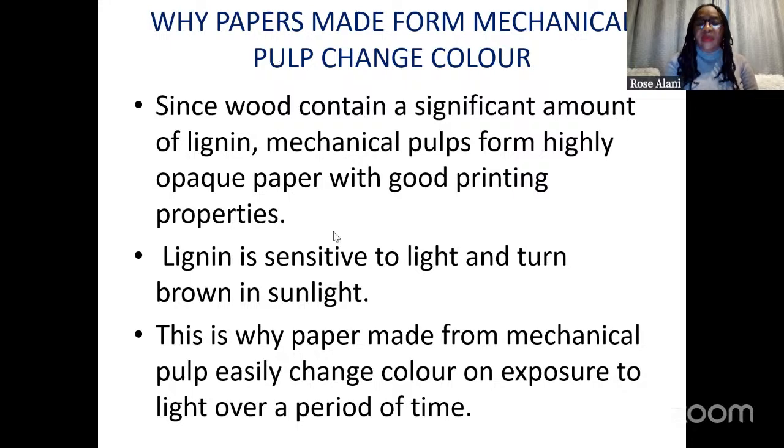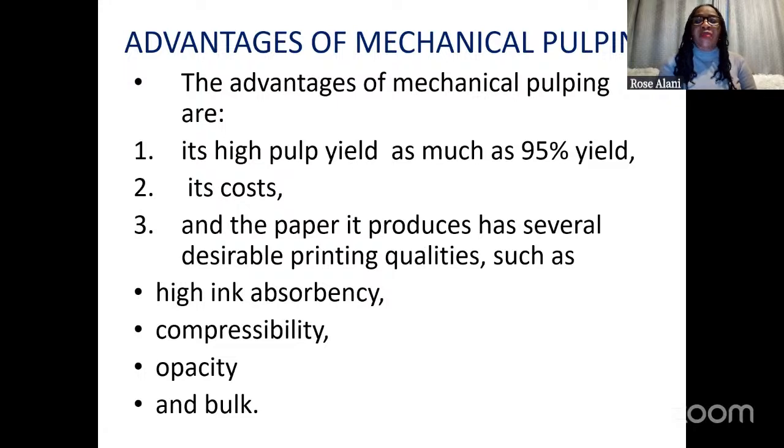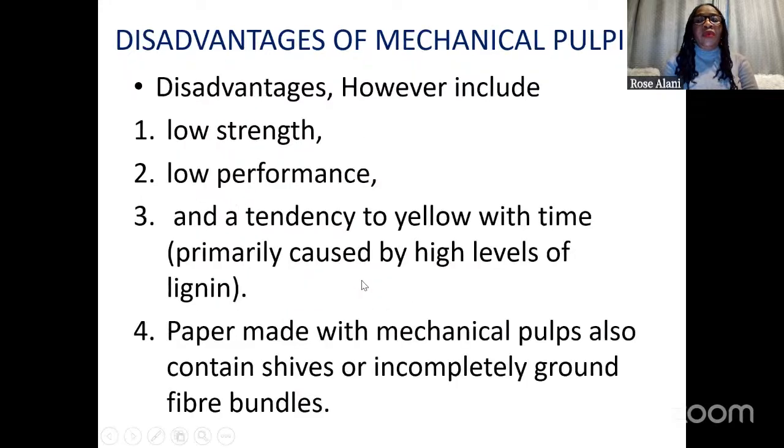and the color gets brown. So the advantages of mechanical pulping are a high yield, almost everything of the wood, every part of the wood that we put, is useful. It gives you about 95% yield. The cost is low because it produces much. The paper it produces has several desirable printing qualities. It's printable, it absorbs ink easily, it is bulky, and so those are the good properties.